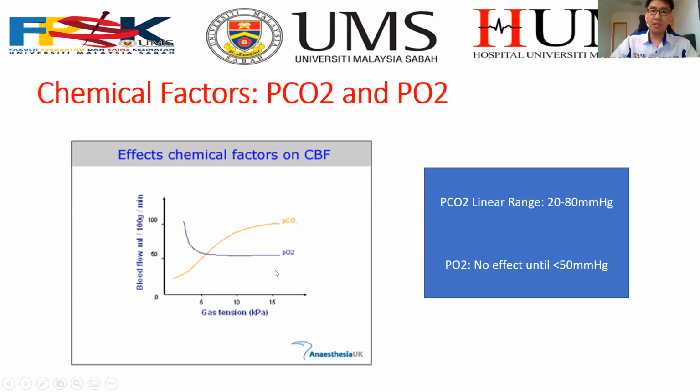Partial pressure of oxygen has minimal effect on the cerebral vasculature, except if it is less than 50 millimeters of mercury, where there will be an increase in cerebral blood flow, whereby massive vasodilation acts to massively increase the blood flow to the brain, so the oxygen supply is maximal. Massive vasodilation occurs if the partial pressure of oxygen is less than 50 millimeters of mercury.